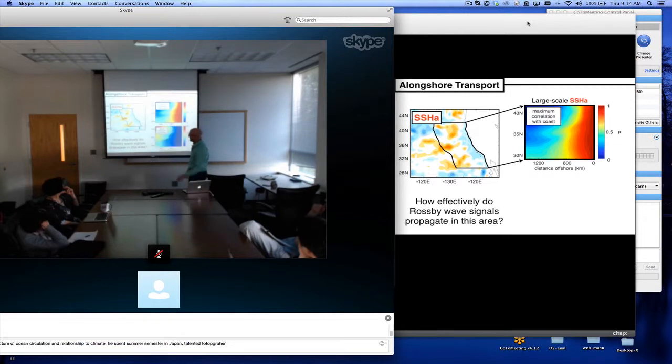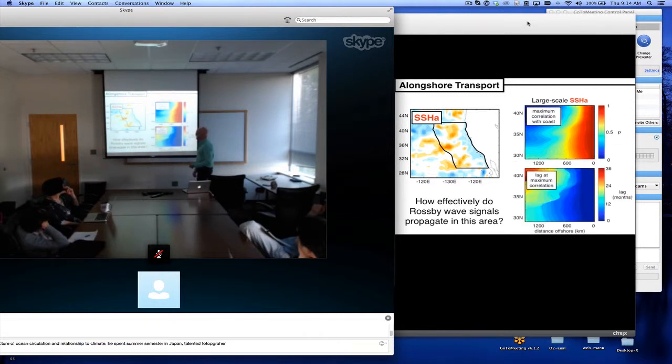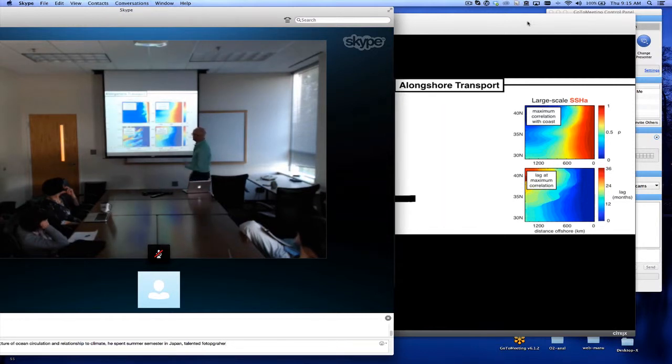If we look at the month at which that maximum correlation occurs, we see that we also get this really nice pattern where the time it takes is increasing linearly, and also we see this nice beta dispersion as you go further north. So this is really exactly as predicted by theory in terms of sea surface height propagating effectively offshore as a Rossby wave. If we make equivalent plots for V, we don't really see that.